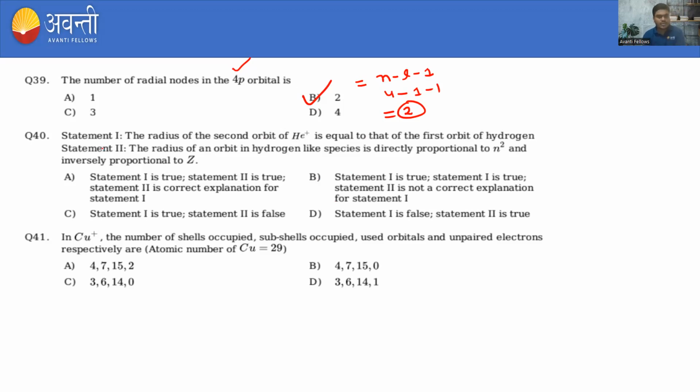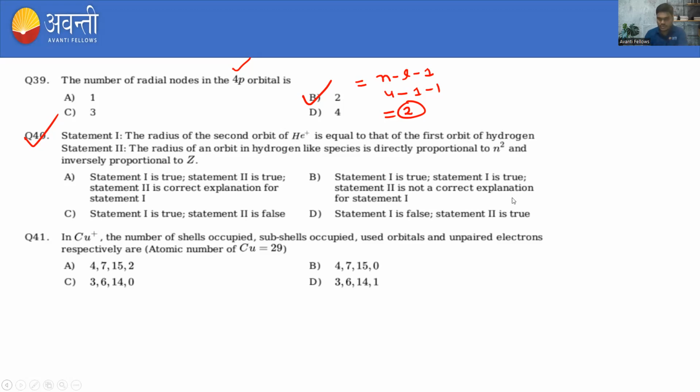Okay. Now move to question number 40. In this question two statements are given. Two statements are already provided in this question. You have to identify this statement. Statement 1: the radius of the second orbit of helium is equal to that of the first orbit of hydrogen, and the radius of an orbit of hydrogen-like species is directly proportional to n square and inversely proportional to Z.